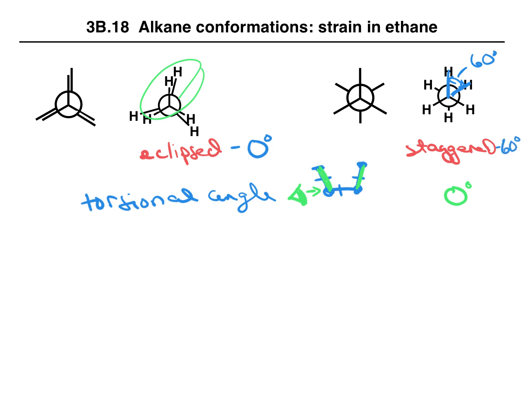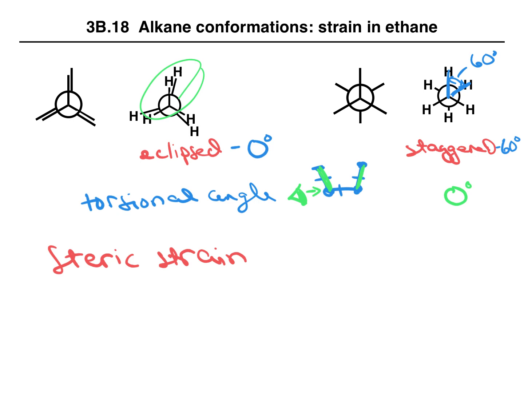And there is an infinite number of conformations in between. So we could have it at 59 degrees, at 59.7 degrees. So infinite number of conformations in between. Now the torsional angle is important because it leads us to consider torsional strain. And torsional strain is important because it is the first example of steric strain.